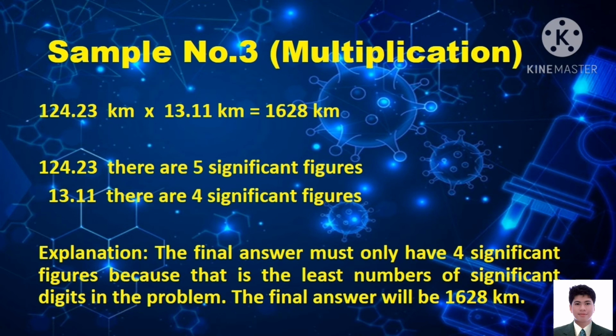Very good. Remember, 124.23 has 5 significant figures, while 13.11 has 4 significant figures. The final answer must only have 4 significant figures because that is the least number of significant digits in the problem. The final answer will be 1,628 kilometers.